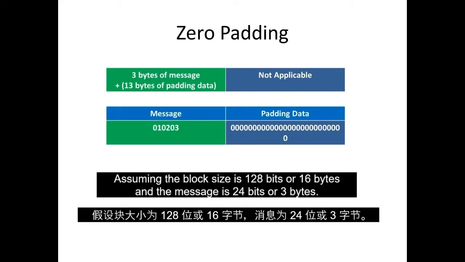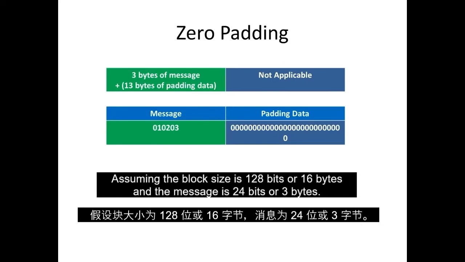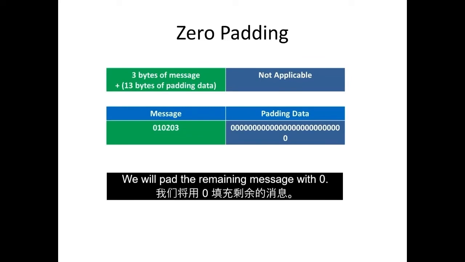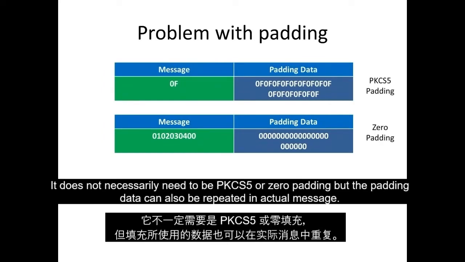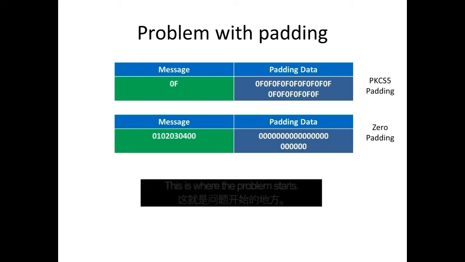Assuming the block size is 128 bits or 16 bytes and the message is 24 bits or 3 bytes, we will pad the remaining message with 0. It does not necessarily need to be PKCS5 or 0 padding, but the padding data can also be repeated in the actual message. This is where the problem starts.